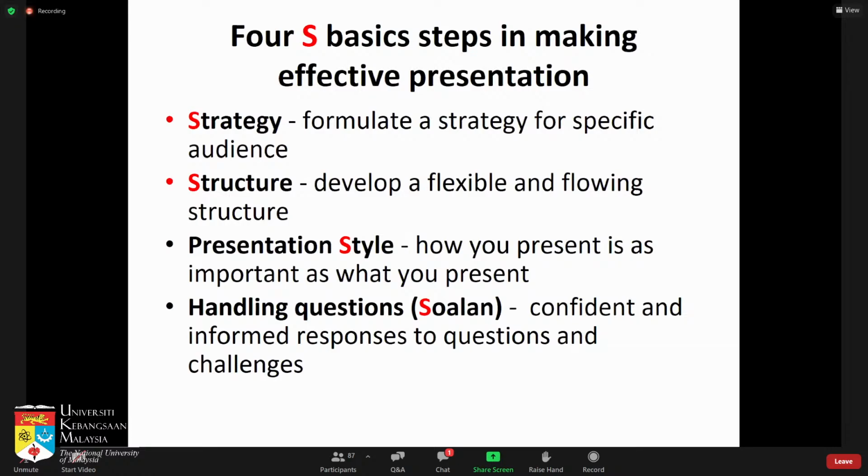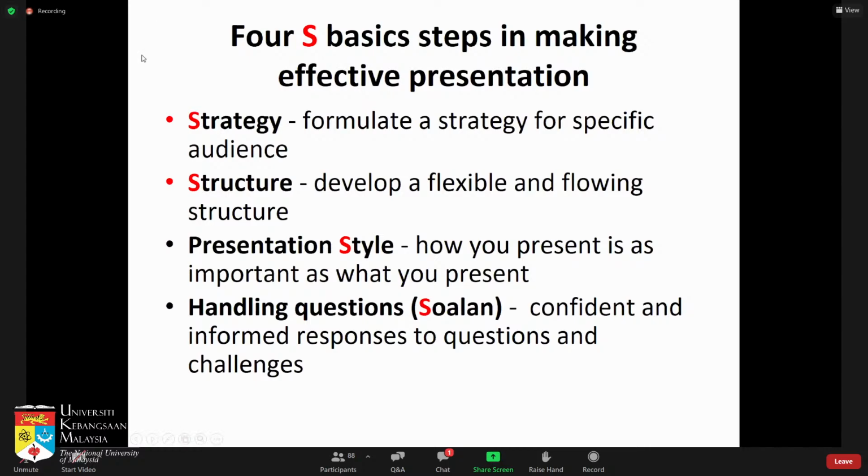So therefore, as basic steps in making an effective presentation, number 1, you must have a strategy. You really have to formulate a strategy for the specific audience. If you are giving the talk to the GP, your language, or your wavelength, must be at the general practitioner level. If you are going to talk to your GI fellows, your language has to suit them. If you're going to talk to a multi-specialty audience, you really have to understand how to regurgitate or explain things to them. Otherwise, you don't know the audience, and you just keep talking to yourself, you end up with a "sendiri" syndrome, which is not good.